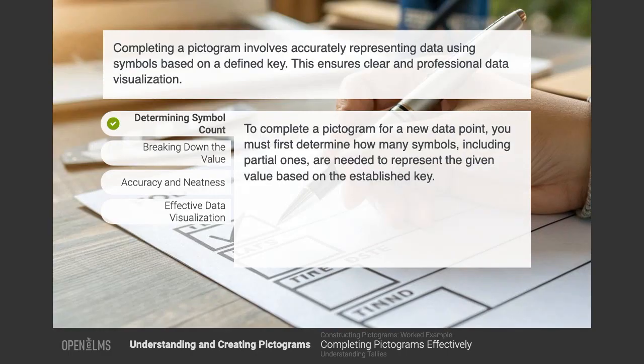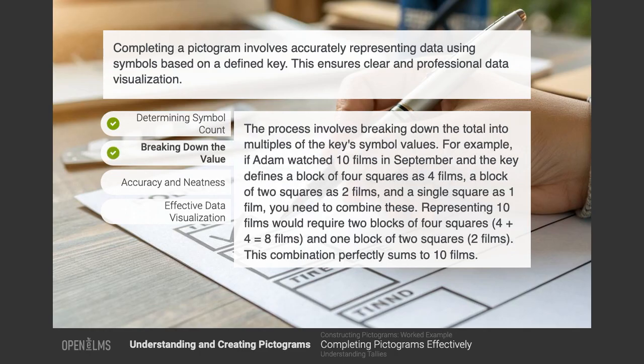Completing a pictogram involves accurately representing data using symbols based on a defined key. This ensures clear and professional data visualization. To complete a pictogram for a new data point, you must first determine how many symbols, including partial ones, are needed to represent the given value based on the established key. The process involves breaking down the total into multiples of the key's symbol values.